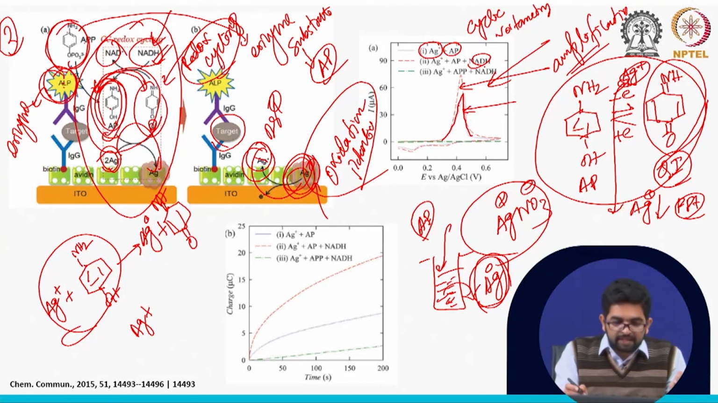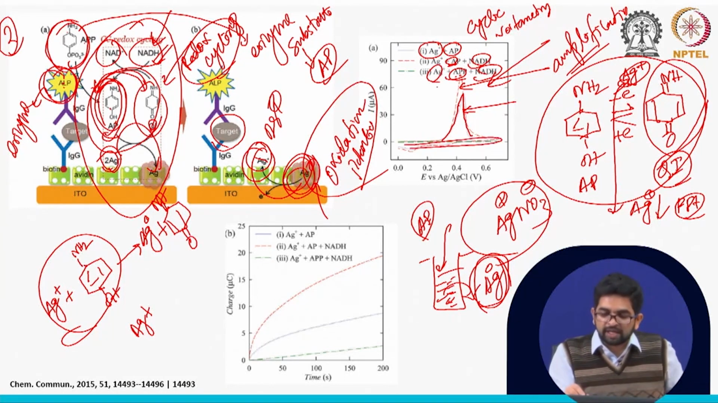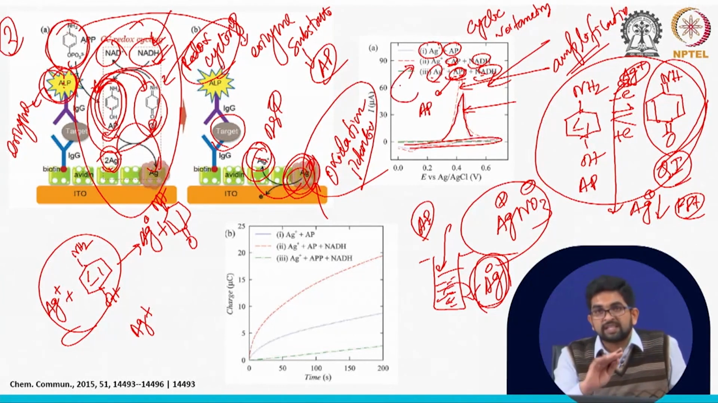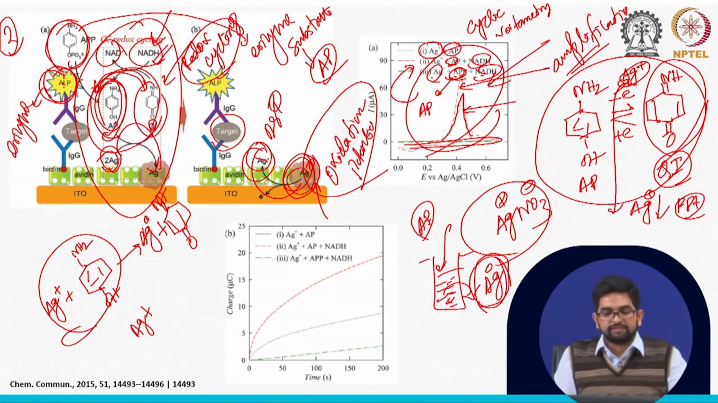But if you don't have the ALP on the surface, you should have the AP. If you don't have ALP, it means only APP is present, no AP. AP means aminophenol. So, only APP, silver plus, NADH will not react. That is why the background current is very low. So, this is your background current, right? Ag plus, APP and NADH is your background current. Background means no target. If you have target, then your APP will form the AP and then this reaction will start. Right? That I already taught you. So, this is the basic chemistry I am trying to use in the biosensor.